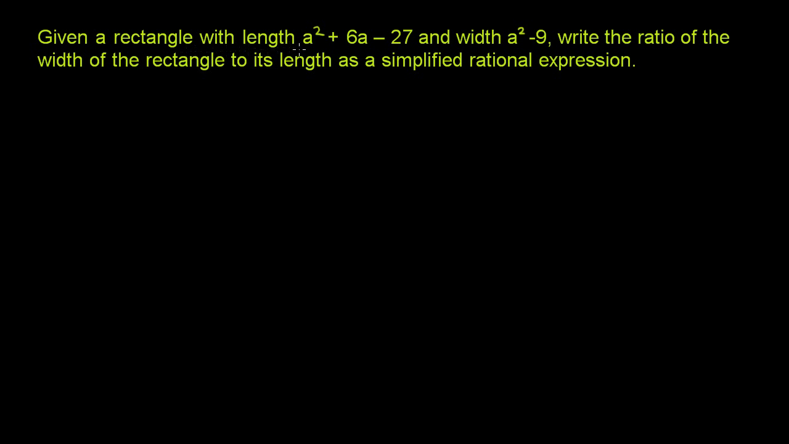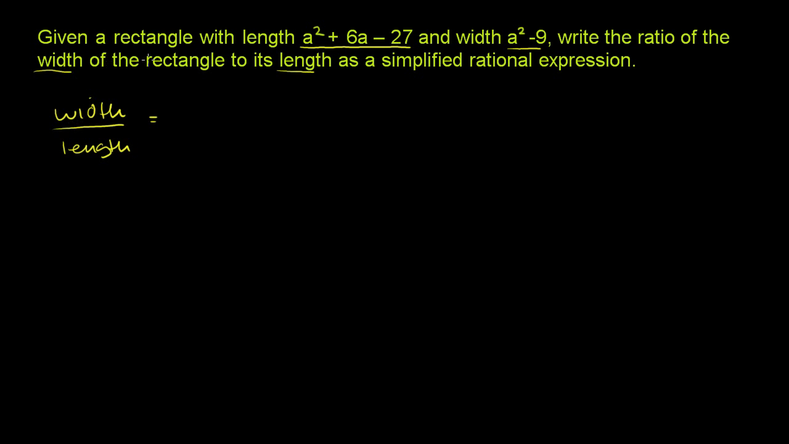Given a rectangle with length a squared plus 6a minus 27 and a width a squared minus 9, write the ratio of the width of the rectangle to its length as a simplified rational expression. So we want the ratio of the width to the length of the rectangle. And they give us the expressions for each of these.